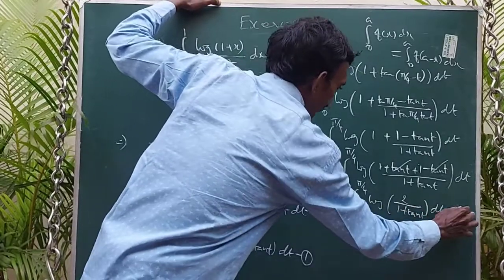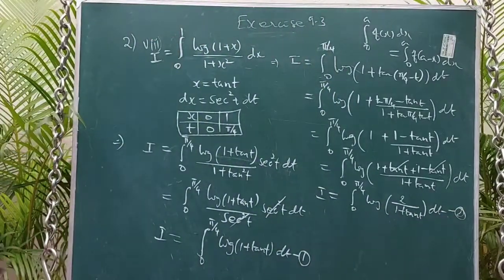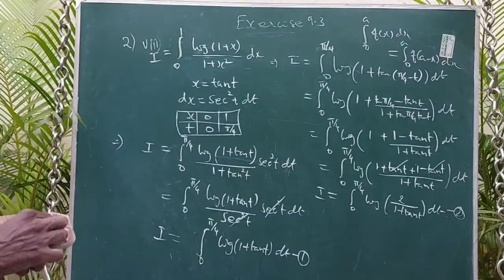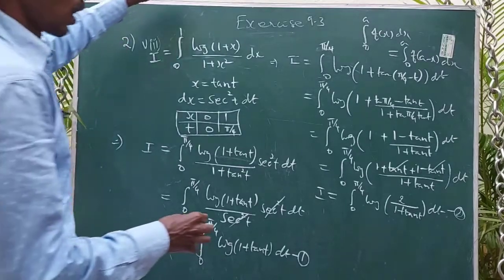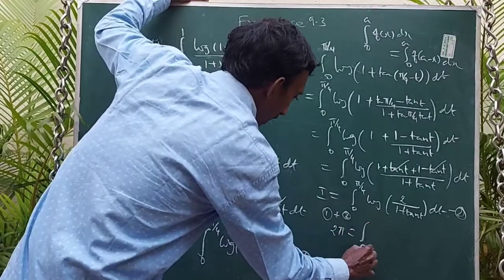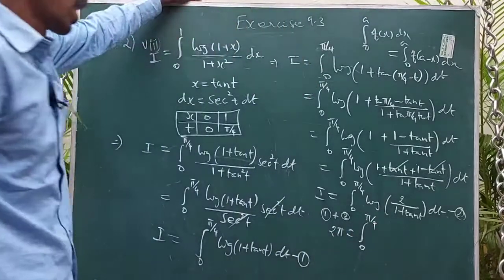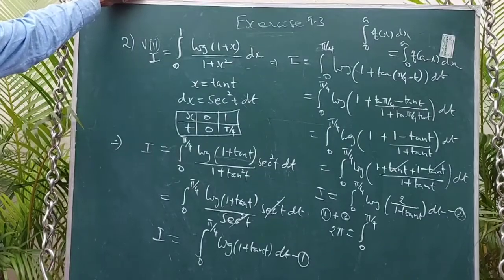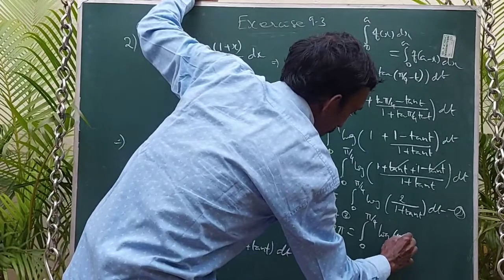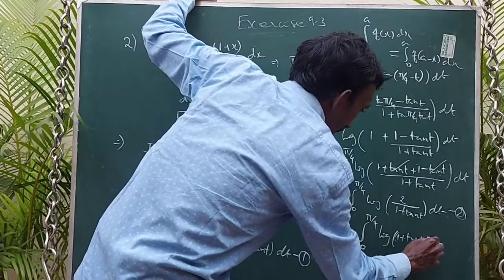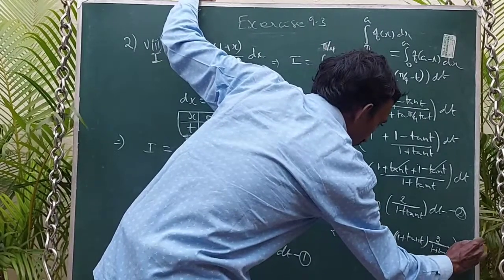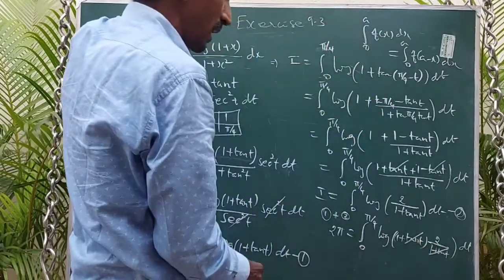So I take it as 2. Already told you, after applying the property, it does not become a simple integral function. Use the procedure of adding I plus I. So adding 1 and 2, which implies 2I equal to integral 0 to pi by 4 of log a plus log b, equal to log ab. I am writing directly: 1 plus tan t into 2 by 1 plus tan t, into dt. So 1 plus tan t cancel.